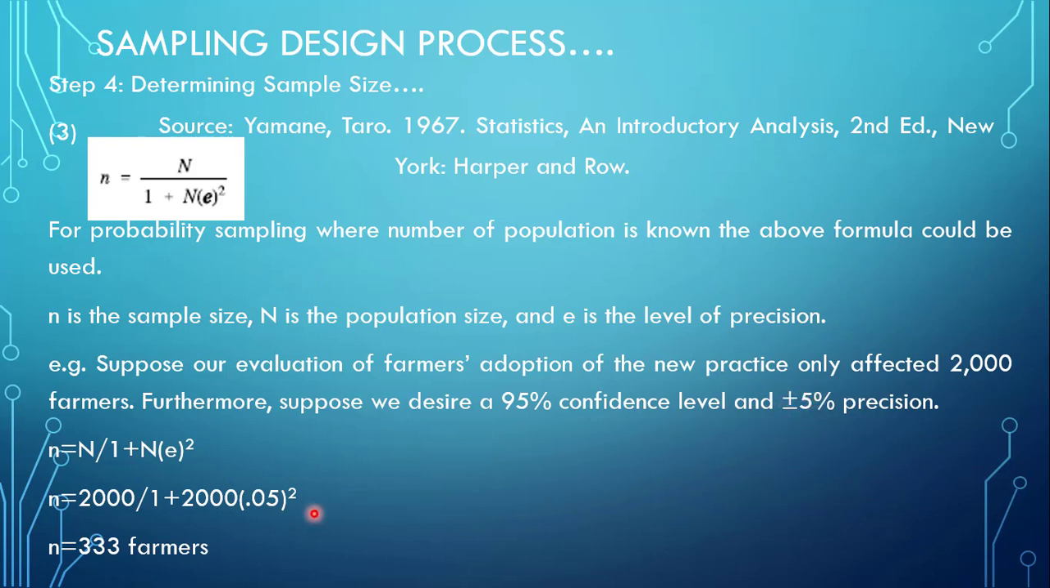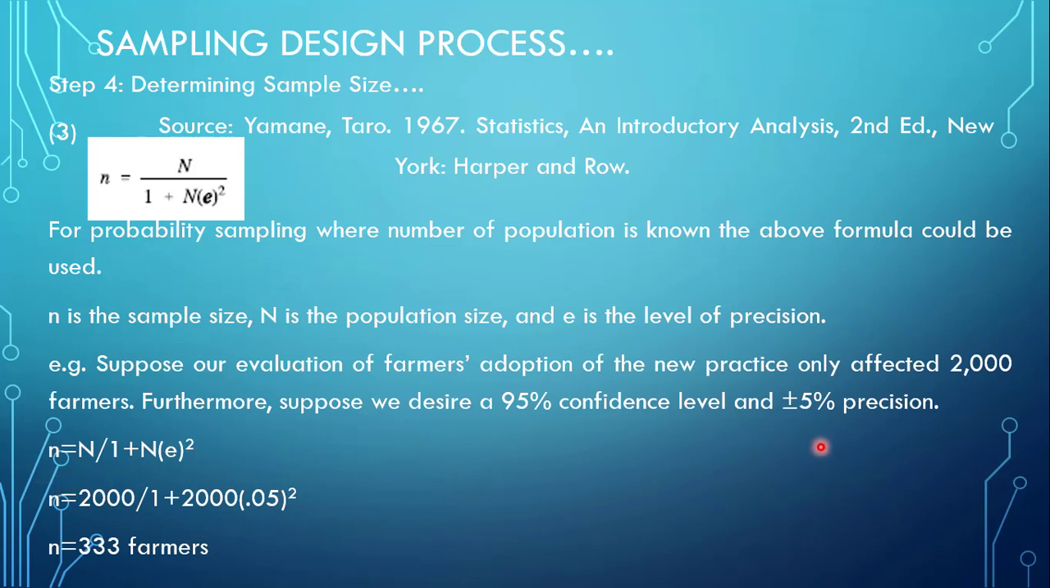So 5% means 0.05. Computing this, approximately you will get 333 farmers. So meaning you are going to interview 333 farmers to conclude about the 2,000 farmers. So this will have a better understanding, a better precision.